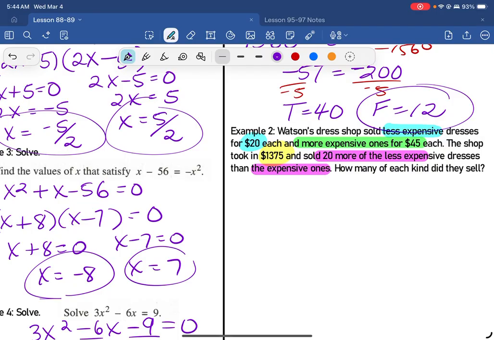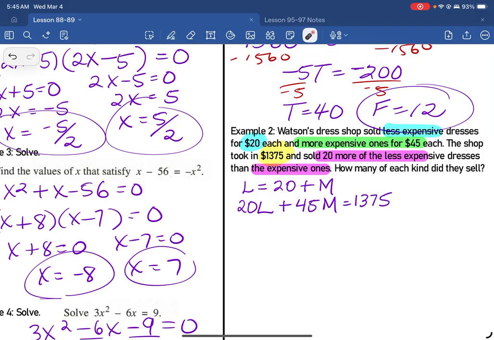We know that they sold 20 more of the less expensive than the more expensive. So be careful how you write this. L is going to be 20 more than M. And then our second equation is going to be the values. So 20 for L plus 45 for M equals the money value, $13.75.